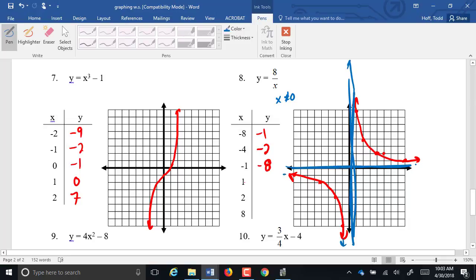There's also an asymptote here. That gets closer and closer to 0, but never touches it. Same here. That's a weird one to graph.